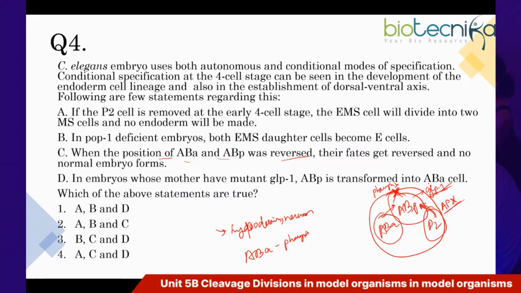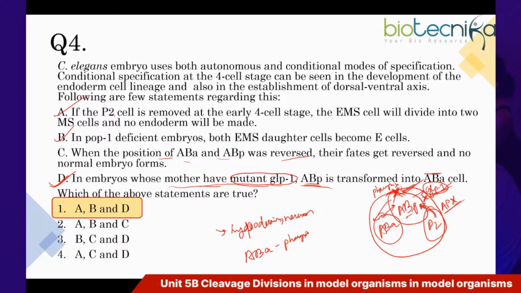Okay, so it is saying that in an embryo whose mothers have mutant GLP1. Mutant GLP1 means they won't be able to receive the signal. The receptor is mutant, meaning the signal cannot be received. So in that case, ABP is transformed into an ABA cell. That's correct, because that signal was to not form pharynx. If the signal is not there, then pharynx will form even in ABP, and it will become the same as ABA, because ABA is also forming pharynx. So even D is correct. So A, B, D is correct. The correct answer is option 1. So yes, Surinder and Sunshine, your answer is right.